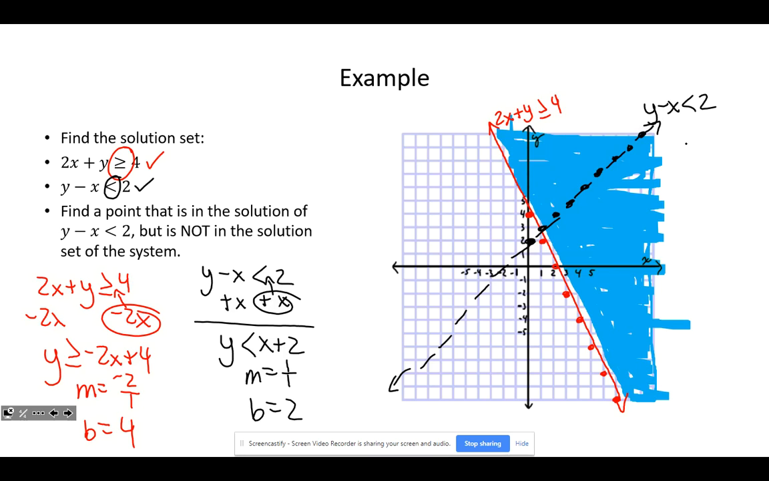And it's less than. So now I'll be taking my yellow highlighter and highlighting below the black dashed line, since we are less than. And once again, as you can see, our solution set is going to turn green.